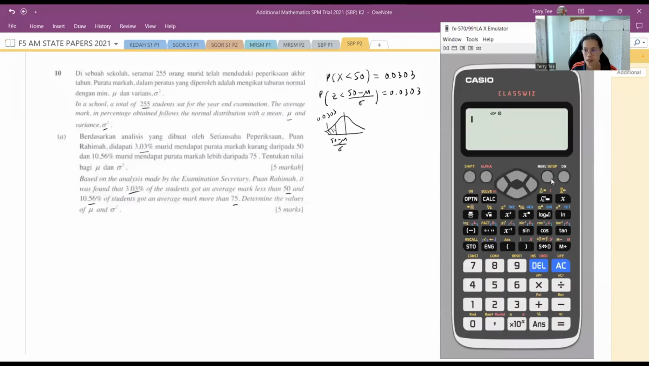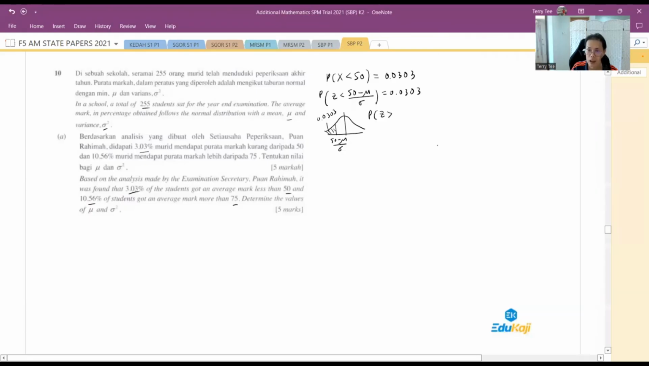Only this calculator you can get. You press mode, you go to 7, you go to number 3 for inverse normal. All right, the area is 0.0303. Now I got 1.876. However, take note that this calculator will give a negative answer. It's negative because it is actually measured from the left to the right. Okay, so we just ignore the negative. If you use the mathematical table, you either get 1.875 or even 1.876. Both also can.